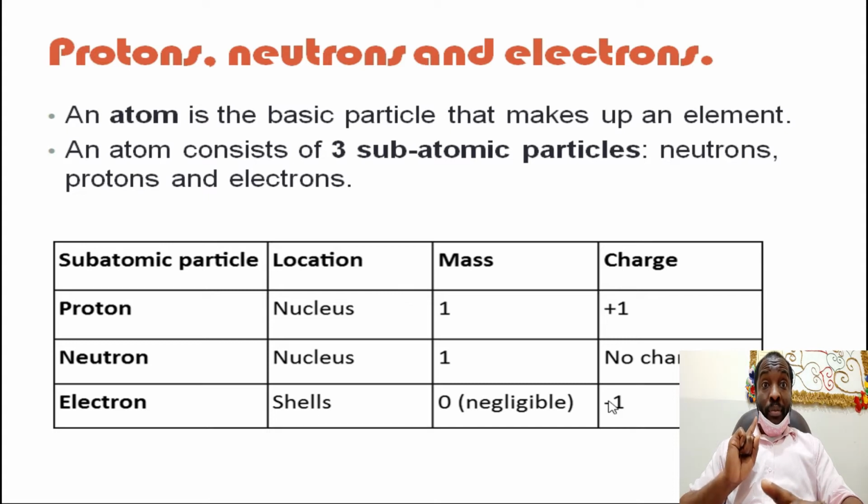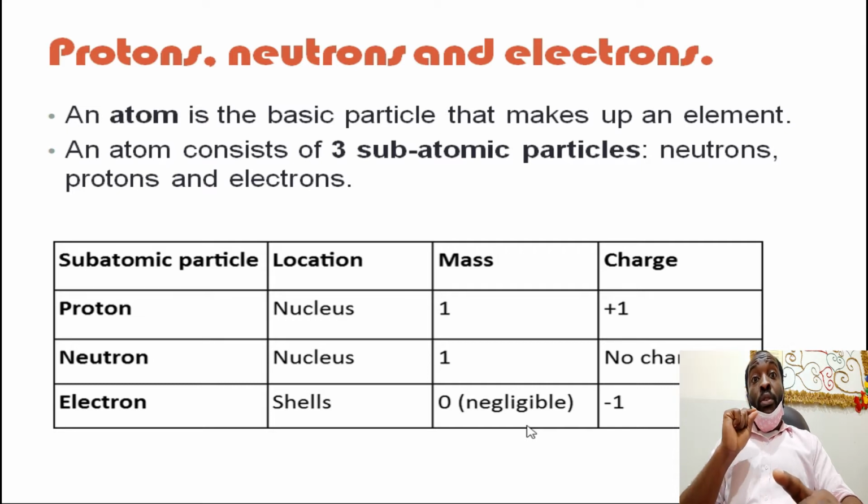Moreover, the proton and the neutron both have a mass of 1 atomic mass unit, while the electron's mass is negligible. In other words, it is considered to be 0.